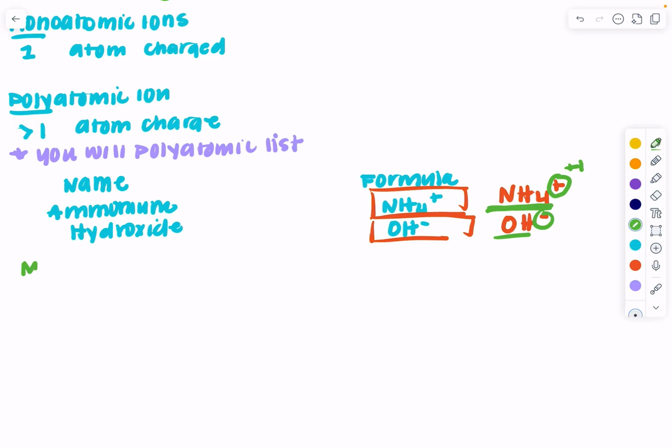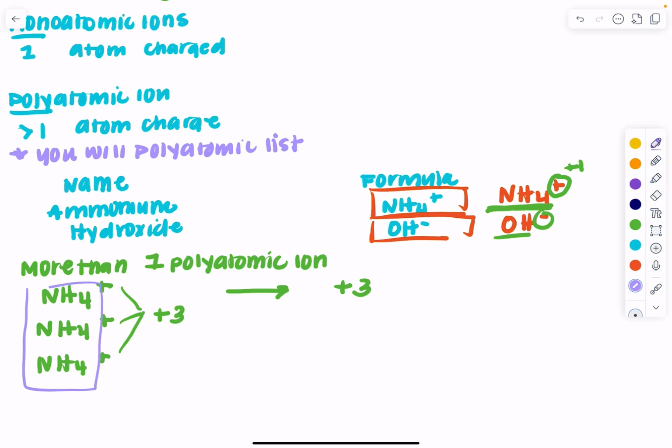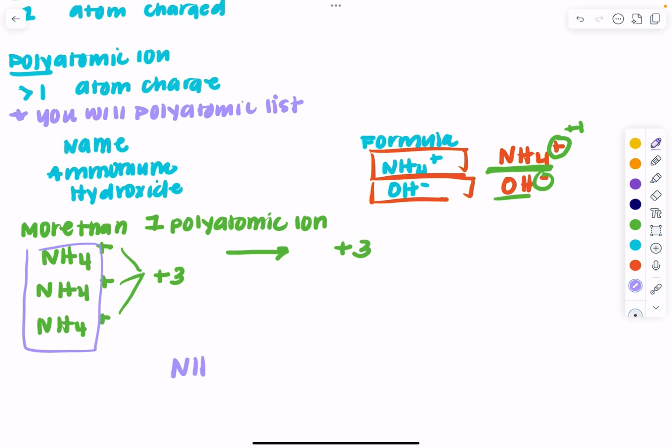If you have more than one polyatomic ion, so like let's say we have NH4 plus, but our goal is to get to +3. Okay, that means we need 3 NH4s to get to +3. You see how these charges add up to +3? The way that we write all of this down is we write NH4, we put it in parentheses, and we write 3.